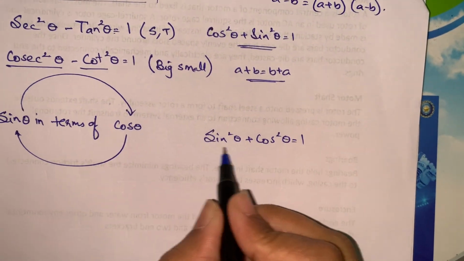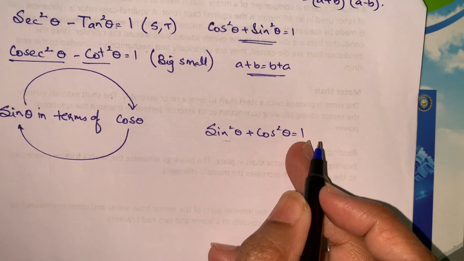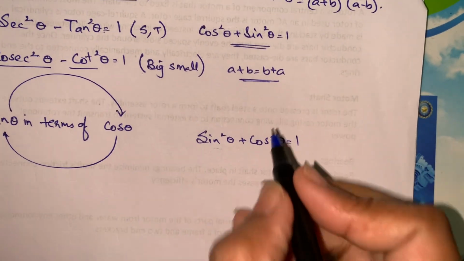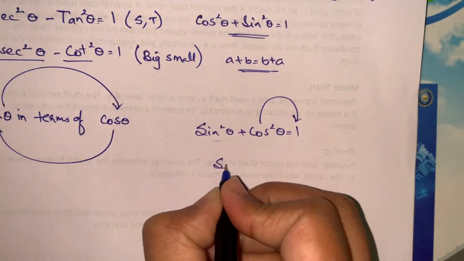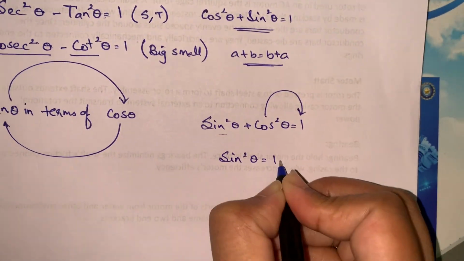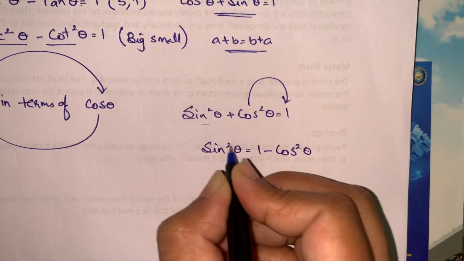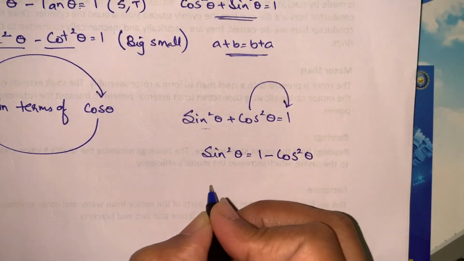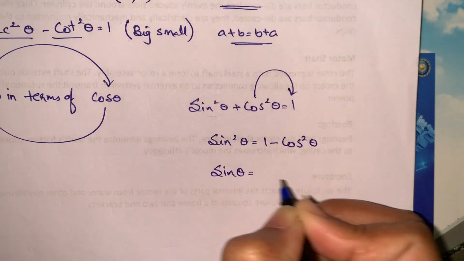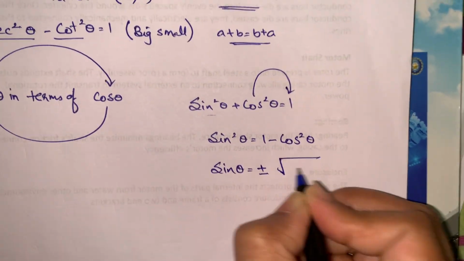Now I want to write sine in terms of cos. That means what will it be? So I'll send it towards the other side. Sine square theta is equal to 1 minus cos square theta, and then this is sine square still. I just want sine, so it becomes sine theta is equal to plus or minus root of 1 minus cos square theta.